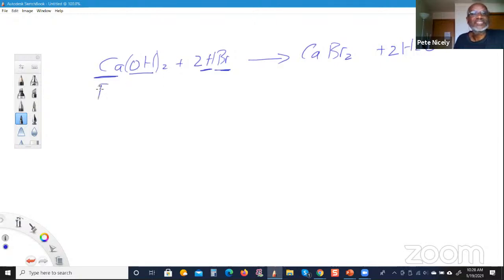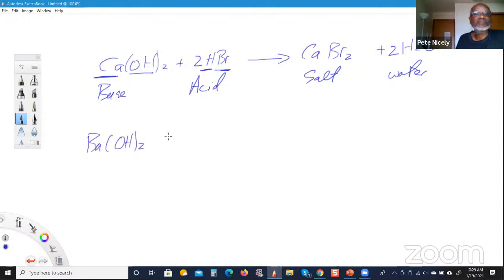So this is the base, this is the acid, and this is the salt. And of course, this is water. So that's what happens in every acid-base reaction. Let me just do one more example and then we'll move on. So let's say you're given barium hydroxide and it's reacting with phosphoric acid.